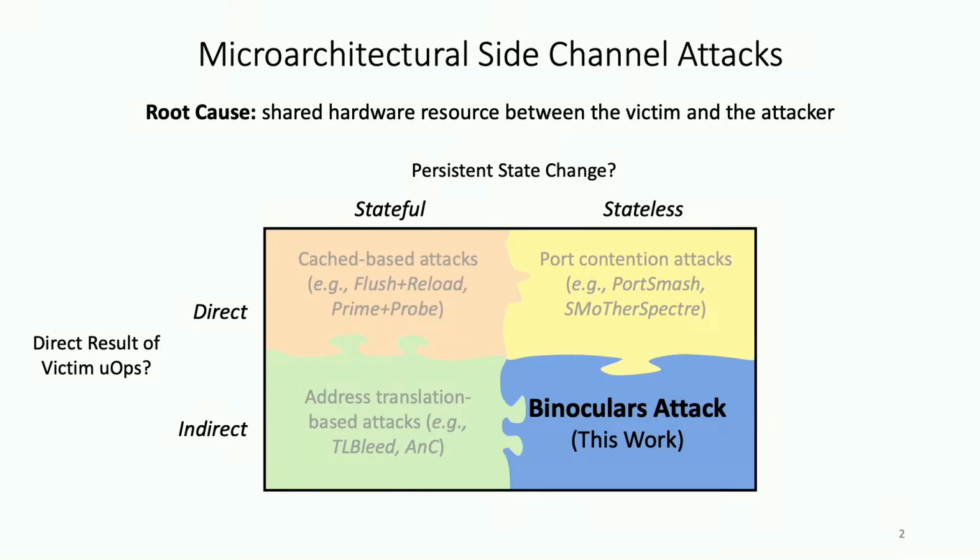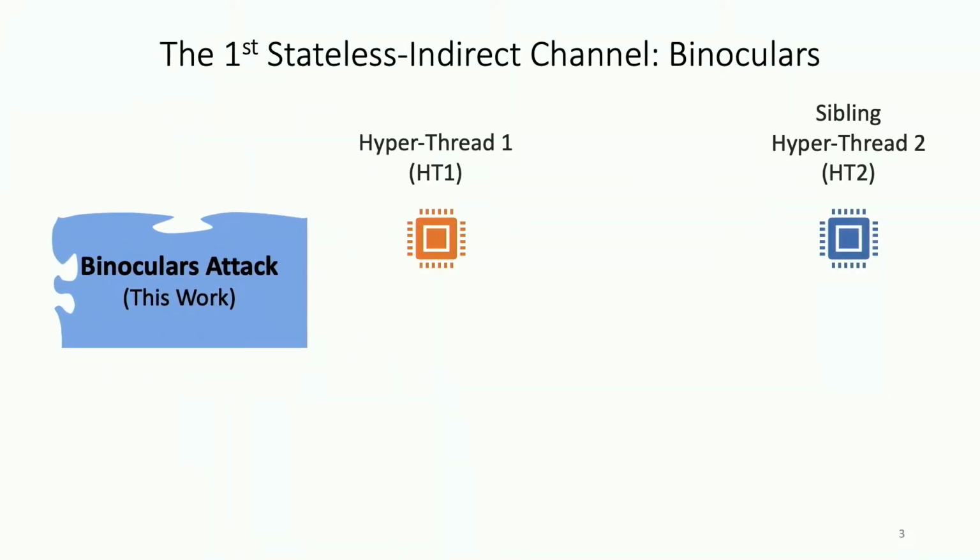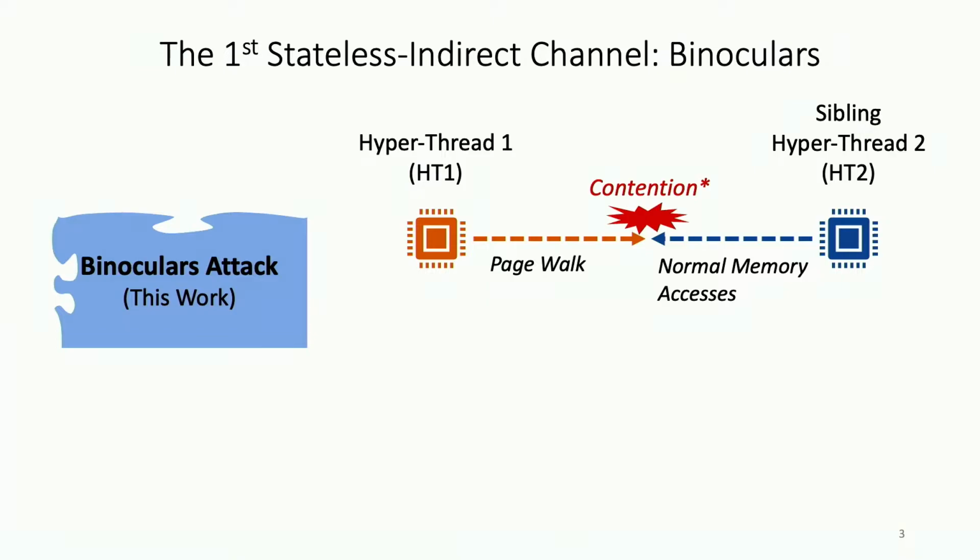In this work, we present the Binoculars Attack, the first stateless indirect channel. The Binoculars Attack is a cross-hyperthread side channel on Intel processors. It exploits the resource contention between page walk operations from one thread and normal memory accesses from the sibling thread. I want to emphasize that this is temporary resource contention and is not due to the cache footprint.